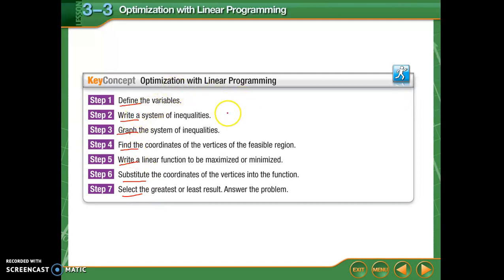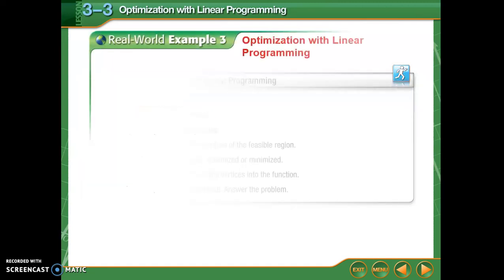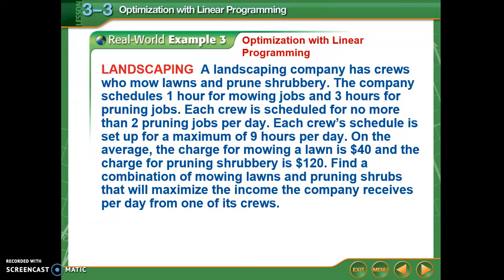The hardest part of this whole process is step 2. Usually the hardest part is getting the correct system of inequalities. The rest of it, graphing, getting the coordinates, plugging them in, finding the maximum or minimum, that's all the stuff that we just did in the first 2 examples. It's the word problem part, writing the system of inequalities, that can be tricky. So let's take a look at this.